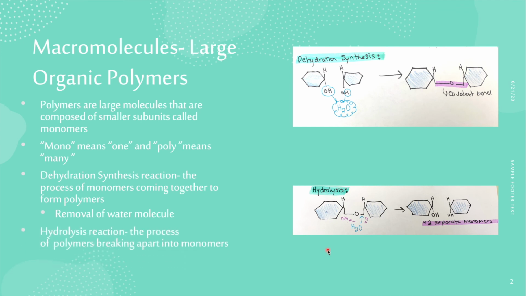The process of polymers breaking apart into monomers is called a hydrolysis reaction. The addition of a water molecule breaks the covalent bond between two monomers. A good way to remember this is that hydro means water and lysis means to break down. So, in this reaction, water breaks down the polymer into monomers.